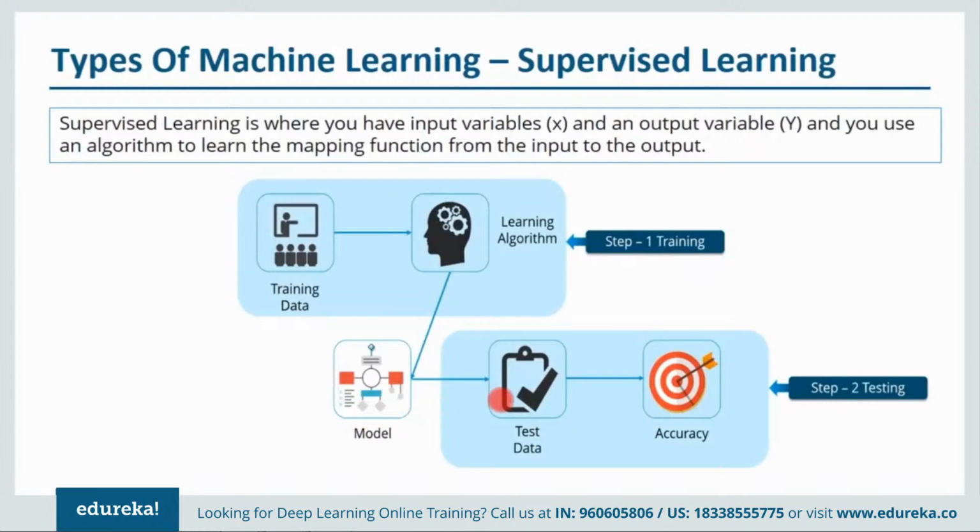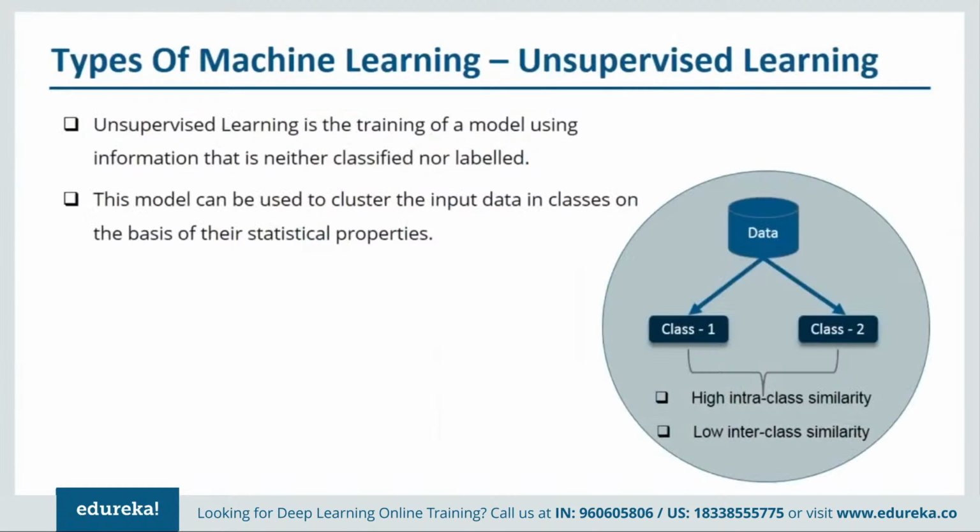So you'll pass that test data and you'll see the accuracy. That is nothing but the actual output minus the output that is present in the test data. So with that you can get the accuracy. So this is all about supervised learning. So we'll move forward and understand unsupervised learning.